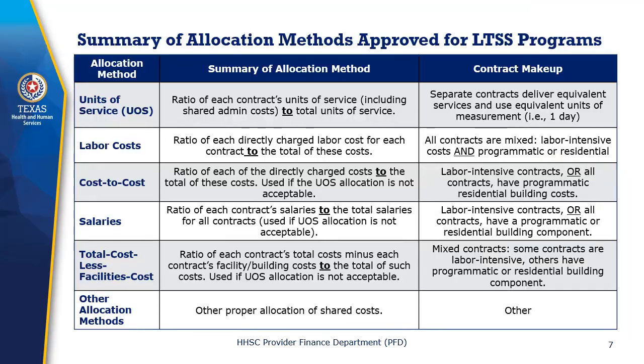Now we will review approved allocation methods. On your screen, you will see a table that provides a summary view of approved allocation methods. These allocation methods include units of service, labor costs, cost to cost, salaries, and total cost less facilities cost. If any of these allocation methods are used, the allocation summary must clearly show that the cost components of the allocation method have been used in the allocation calculations. The following pages in this module will provide more details for each allocation method.